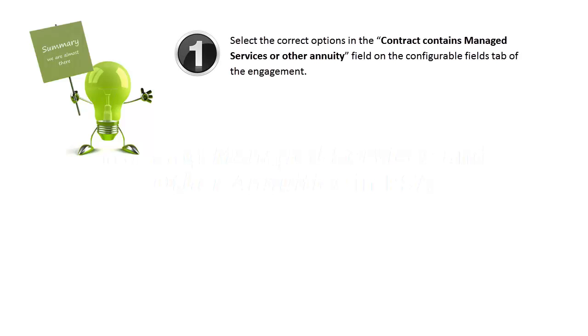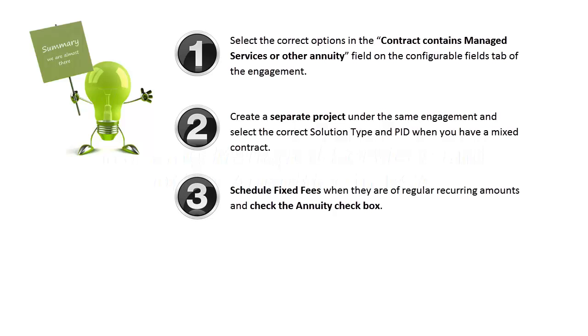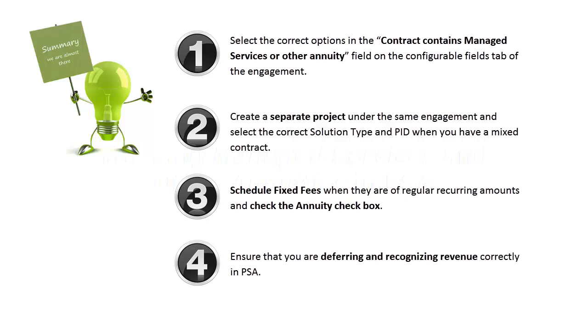To quickly summarize setting up services and annuity engagements, fixed fees, and projects, there are 3 important things to remember. 1. Select the correct options in the contract contains Managed Services or Other Annuity field on the Configurable Fields tab of the engagement. 2. Create a separate project under the same engagement and select the correct solution type and PID when you have a mixed contract. 3. Schedule fixed fees when they are of regular recurring amounts, and check the annuity checkbox. And 4. Ensure that you are deferring and recognizing revenue correctly in PSA.